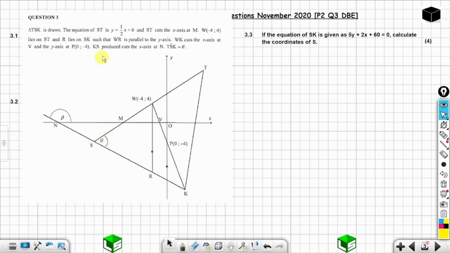So we are given ST. The equation of ST is given. Now we need the equation of SK. It's given.